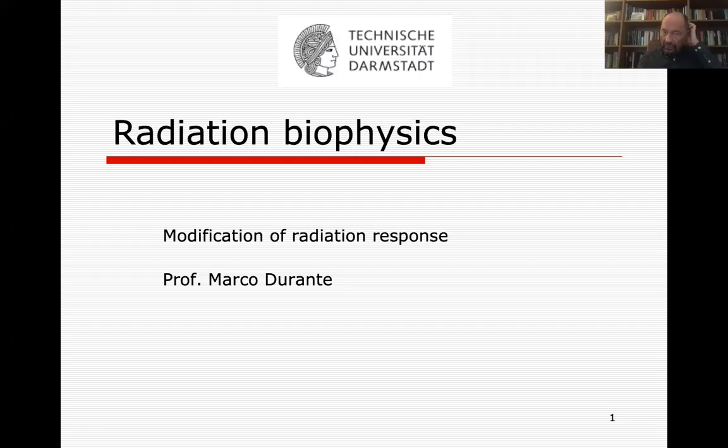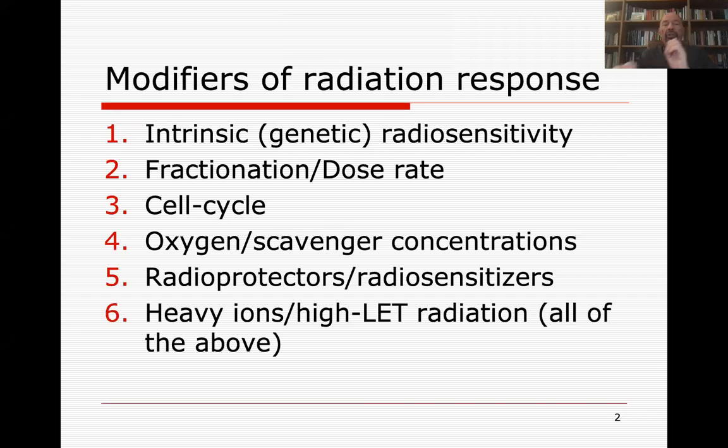So the lecture will be divided. It's a pretty long lecture. It will be divided in 6 parts. We will first talk about the intrinsic, the genetic radiosensitivity. Then we will talk about fractionation and dose rate effects, cell cycle dependence, oxygen effects. We already saw something in chemistry here. Radioprotectors and radiosensitizers, also here we saw something in chemistry. And finally, all of these effects, we will see what happened when we move from X-rays to highly heavy ions.